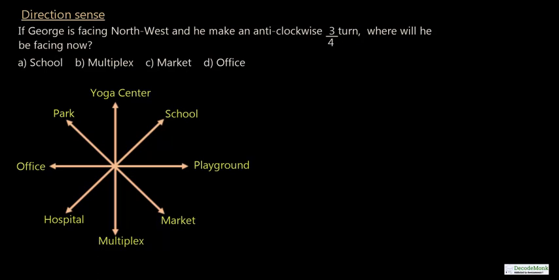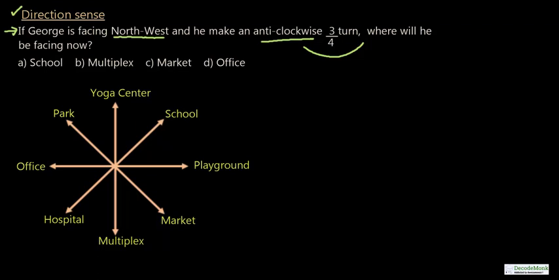This question is related to direction sense, which basically comes under your logical reasoning portion. The question reads, if George is facing northwest and he makes an anti-clockwise 3 by 4 turn, where will he be facing now? In such type of question, you should first of all know on a plain paper which direction we consider generally as north. You see in this question there is no reference direction given.